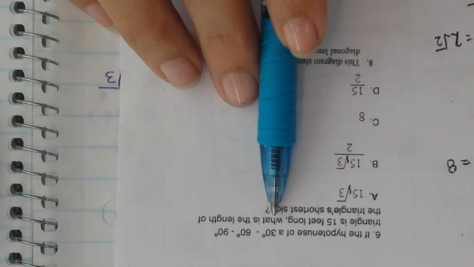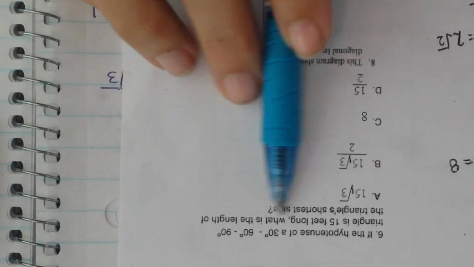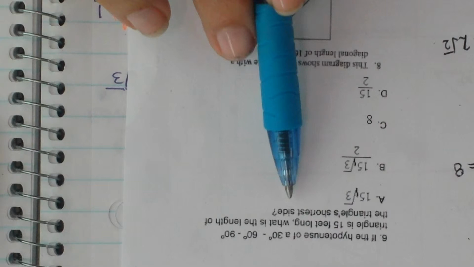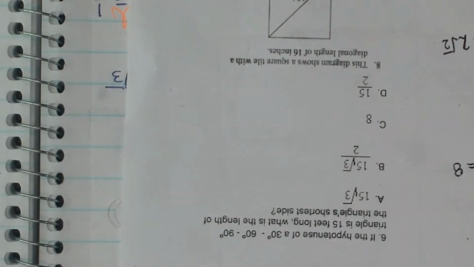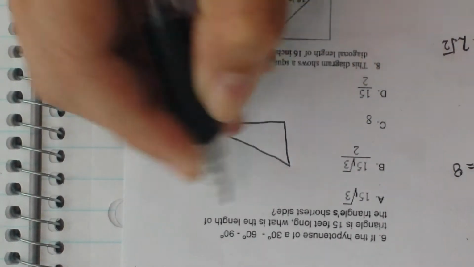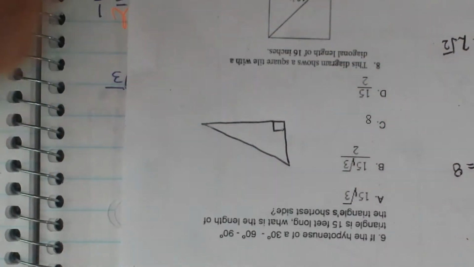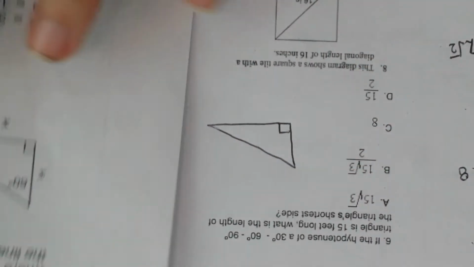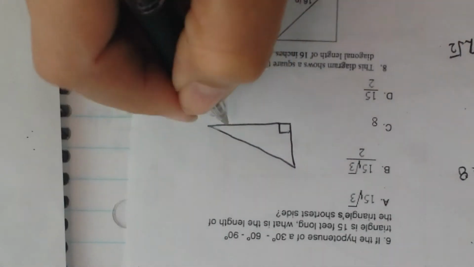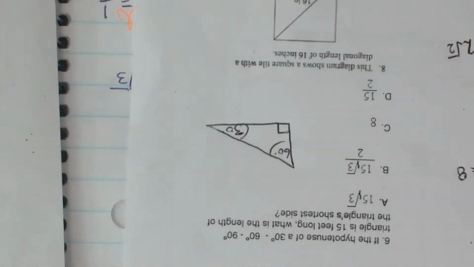If the hypotenuse of a 30, 60, 90 triangle is 15 feet long, what is the length of the triangle's shortest side? All right, so I clearly need a triangle. If you don't have a triangle, I always say, the first thing you need to do is draw one. So here is a 30, 60, 90 triangle. And I'm going to draw it exactly like my reference sheet, that way I don't have to look too hard. So 30 on the bottom, 60 on the top. It doesn't really matter as long as you label it correctly.